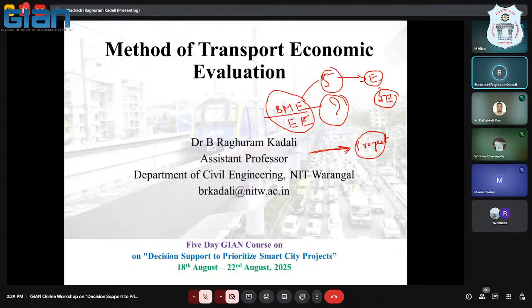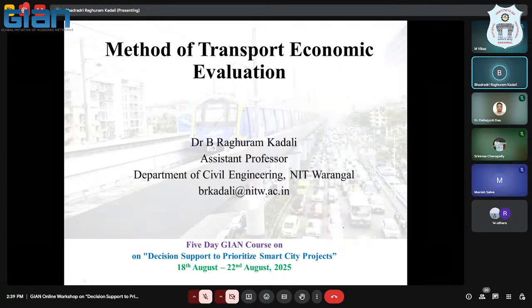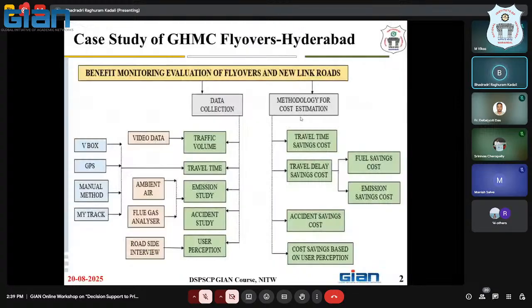We are going to do it actually. So the basic understanding of what we have done here: they had already constructed the flyovers and they requested us to study whether the flyovers they have constructed in recent days in Hyderabad are really worthwhile, what economic benefits are expected, and whether those are really being realized or not. That is the project we have done.